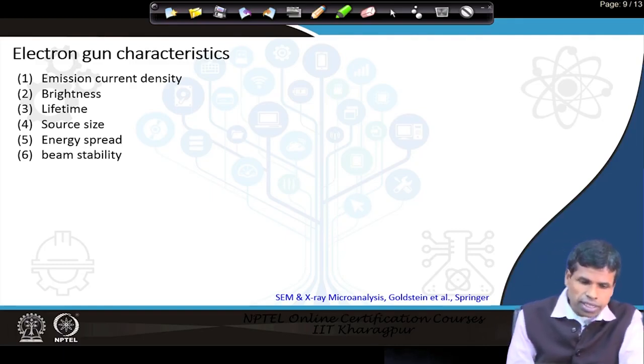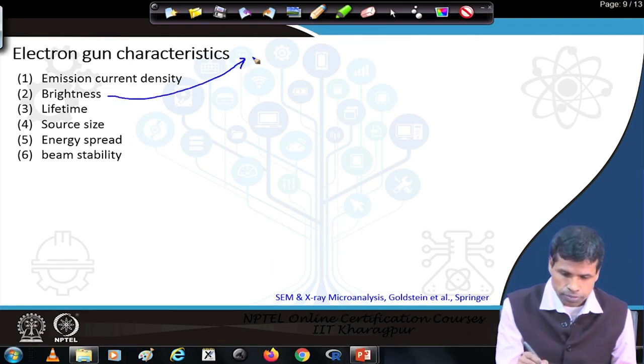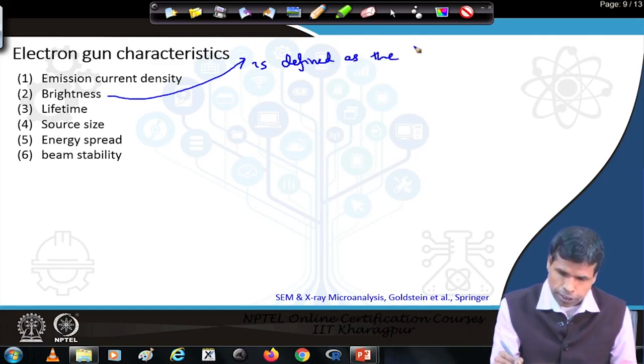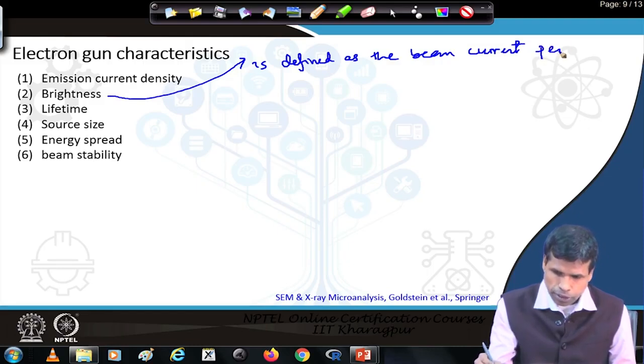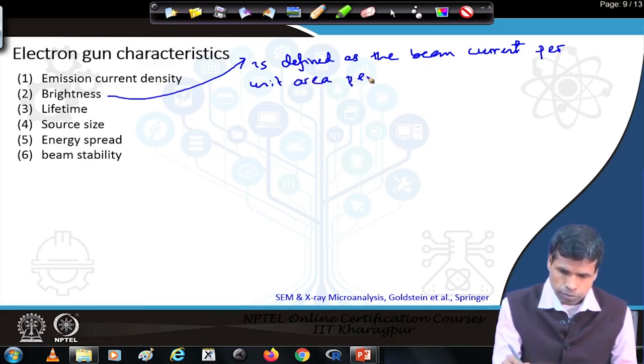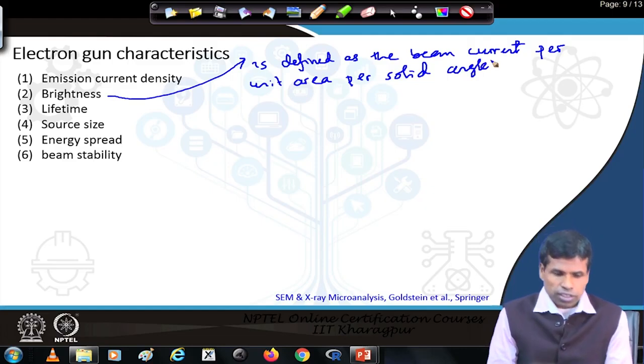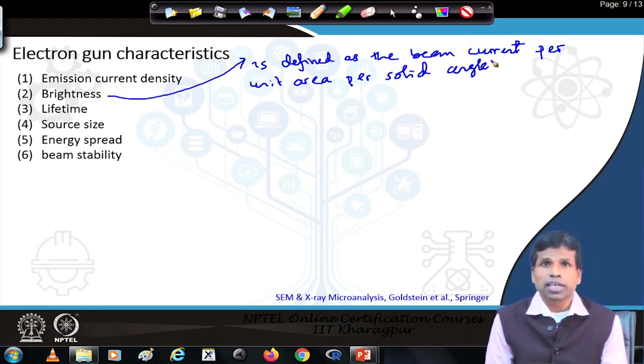Brightness is defined as the beam current per unit area per solid angle. So brightness not only depends on the beam current, but also the cross-sectional area of the beam and the angular spread of the electrons.